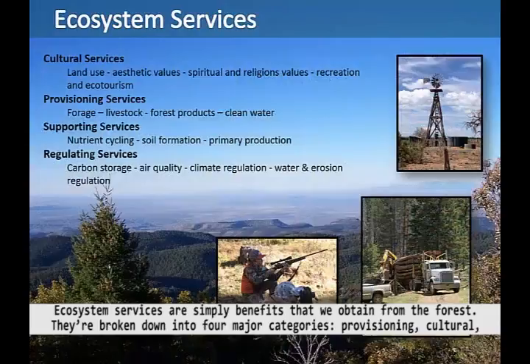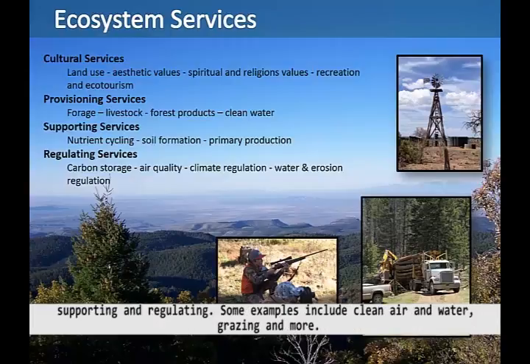Ecosystem services are simply benefits that we obtain from the forest. They're broken down into 4 major categories: provisioning, cultural, supporting, and finally regulating. Some examples include clean air and water, livestock grazing, and more.